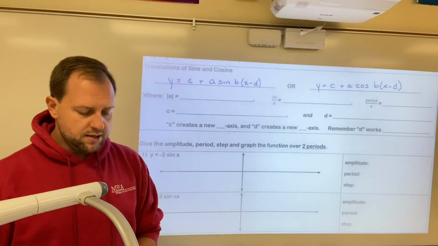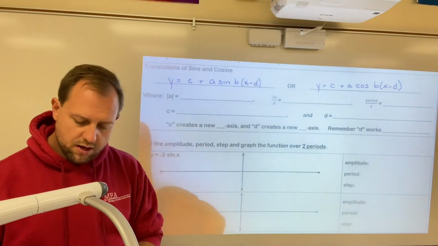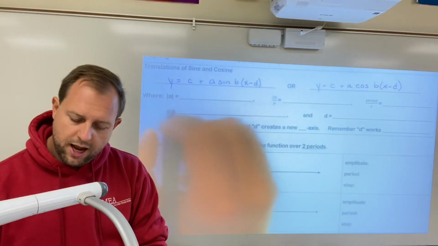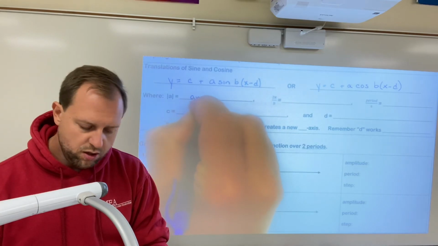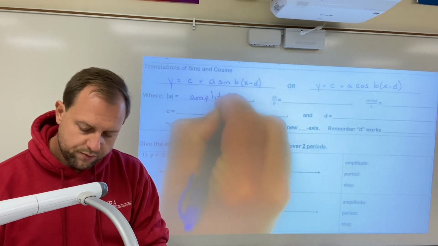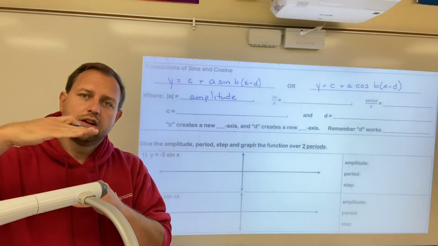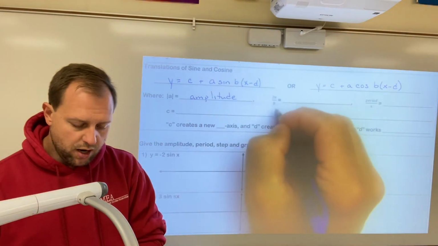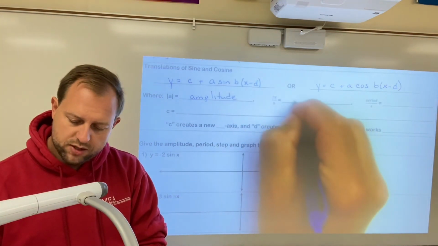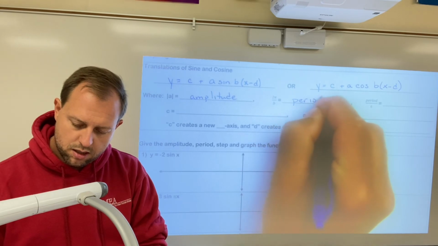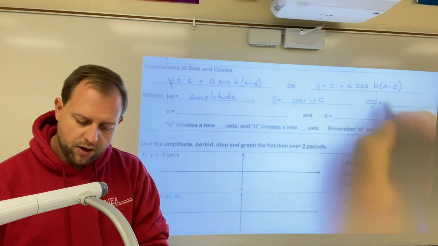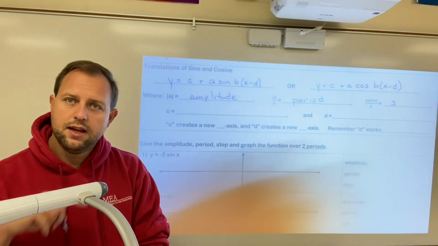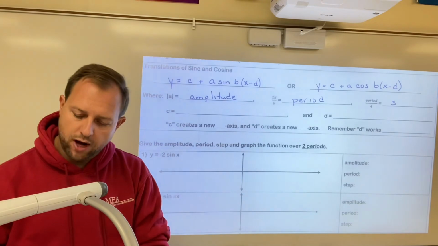In all of these, we had the same pieces, and this line is all from section 1. The absolute value of A is our amplitude, or how high our graph goes up and down from the midline. Our 2 pi over b produces our period, and we take that period and divide it by 4, and that gives us the steps, or the different significant pieces of the graph.